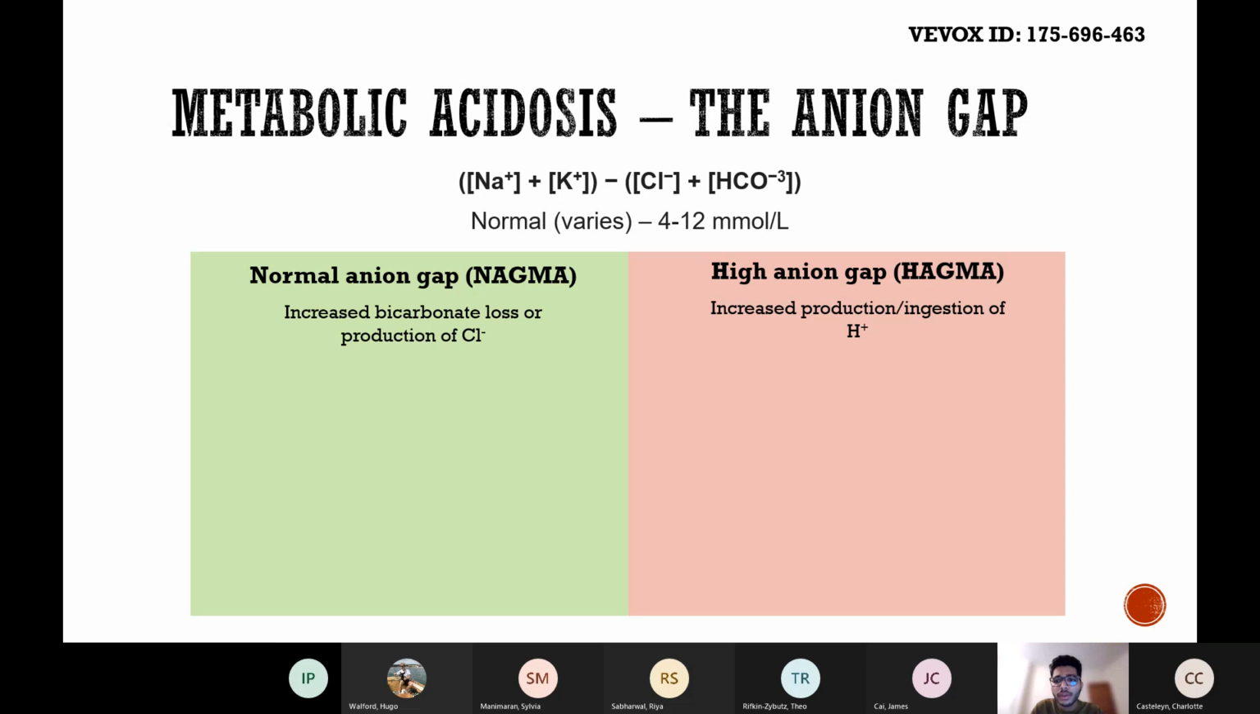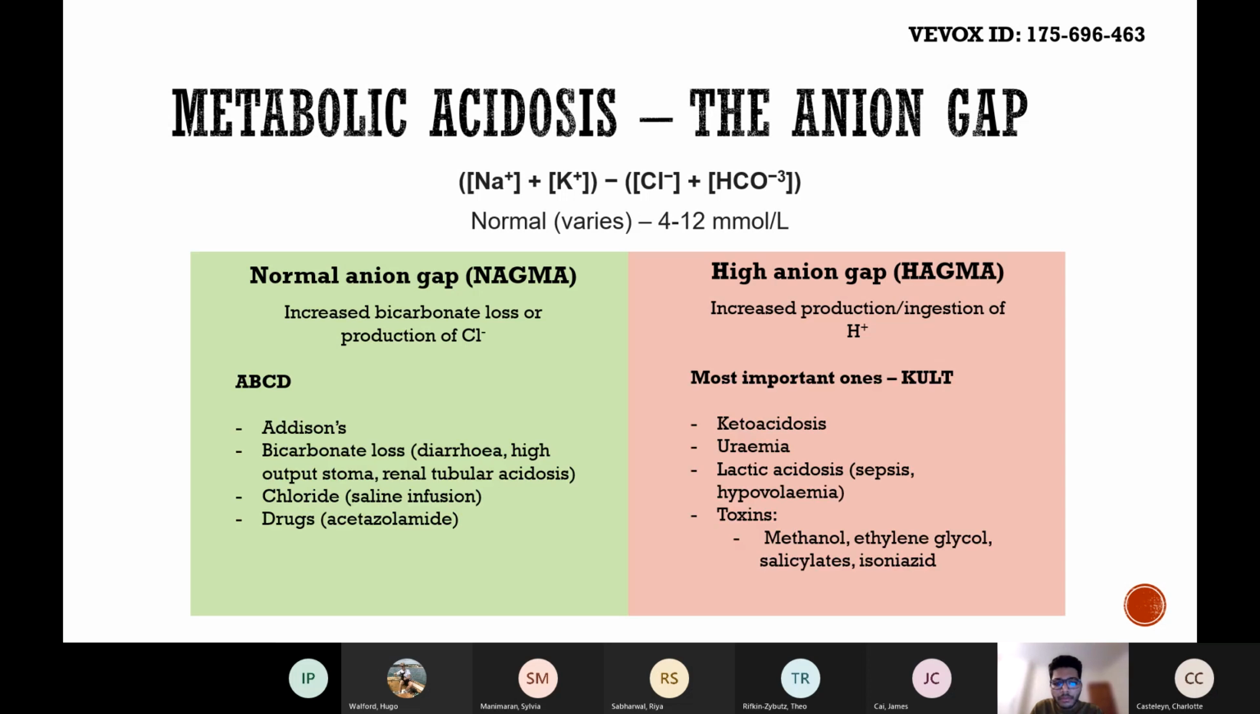Okay, so a really important cause is diabetic ketoacidosis. If you've got a diabetic who hasn't had their insulin and their body starts using ketones and producing acids, you get an increased amount of acid being made, and that's ketoacidosis.